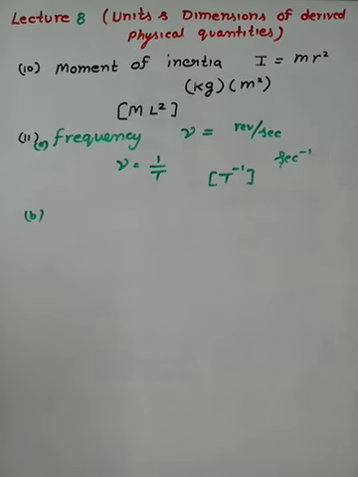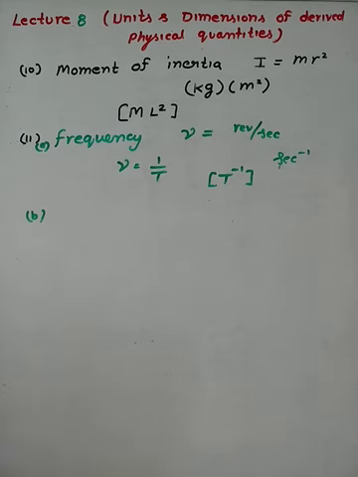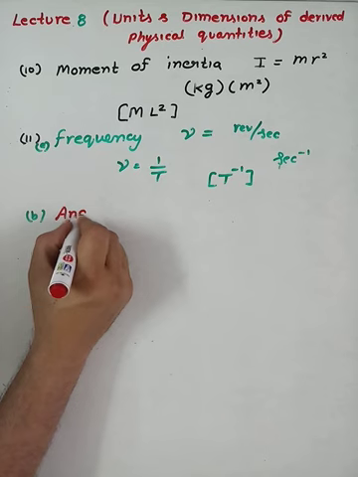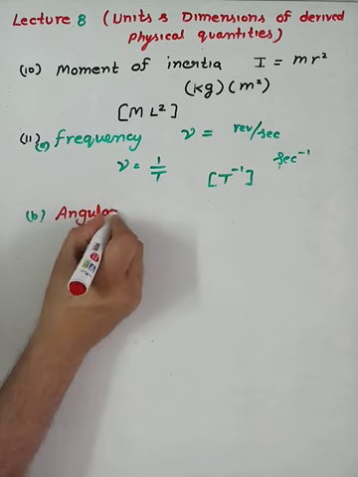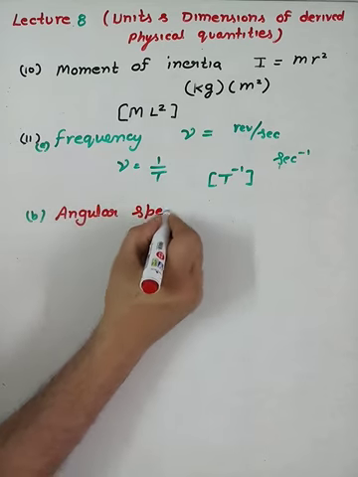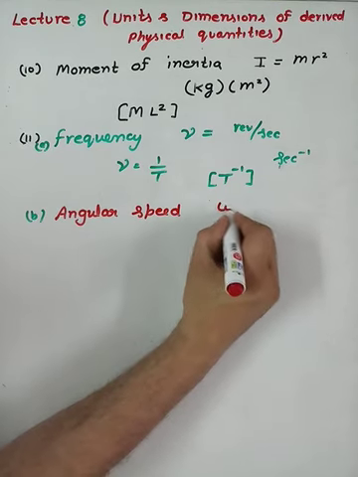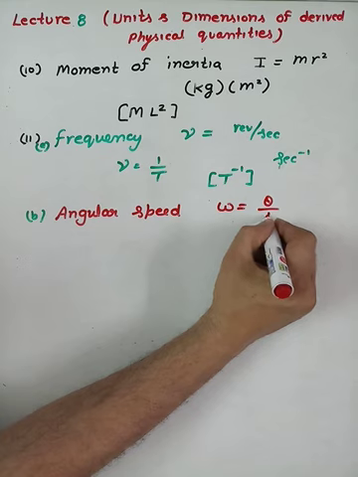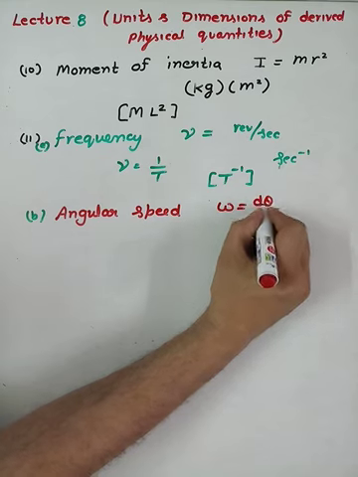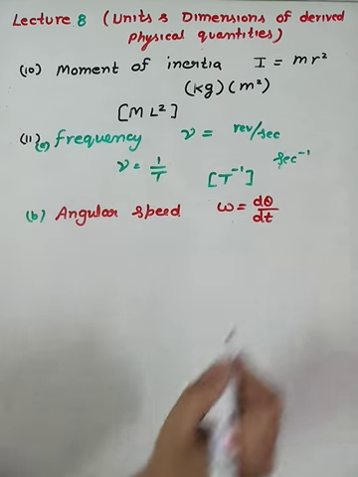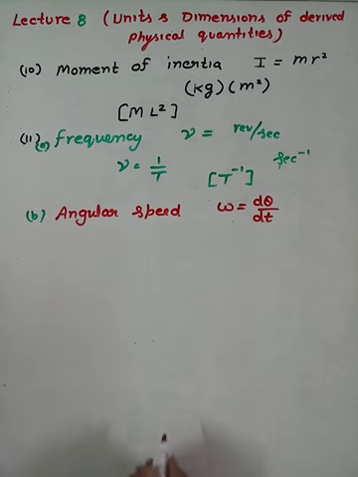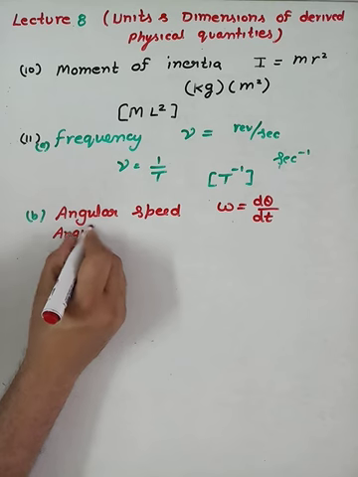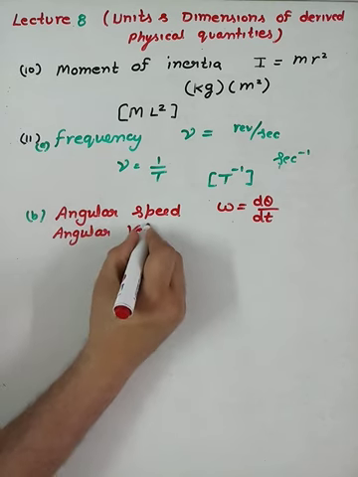B part is angular speed. Angular speed is defined as rate of change of angular displacement. For angular velocity it is dθ by dt. Units and dimension will be the same whether it is angular speed or angular velocity. Both are the same.